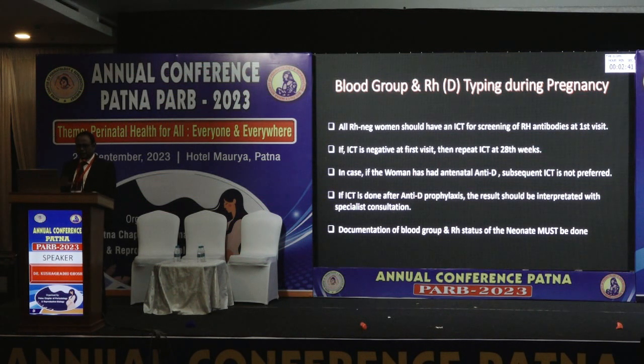If ICT is done after anti-D prophylaxis, and by chance it comes as positive, then there is confusion whether it was due to active immunization or passive immunization due to the anti-D that we have given. And we really need to go then to MCA PSV Doppler to see whether the fetus is anemic or not. If the fetus is becoming anemic, that means it is due to active immunization. If it is normal, then maybe it could be the passive immunization and the baby will not be affected. But in these cases, it is better to refer to a fetal medicine center. And documentation of blood group of the baby and the ICT status of the neonate must be done.